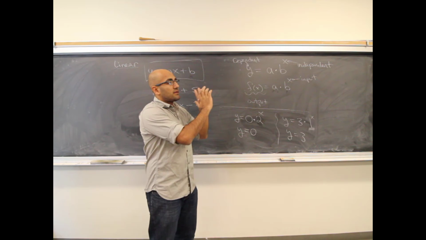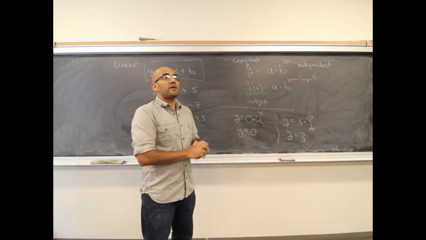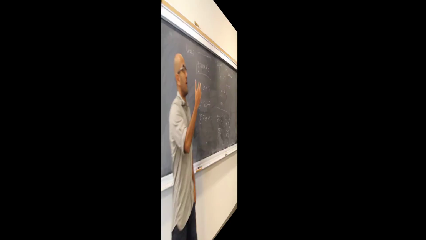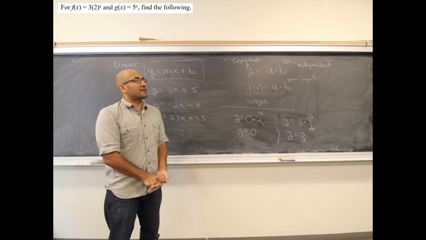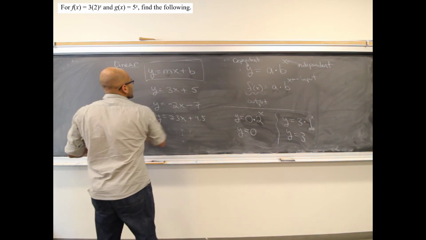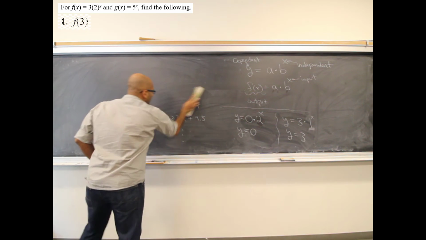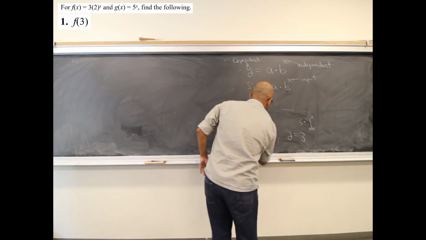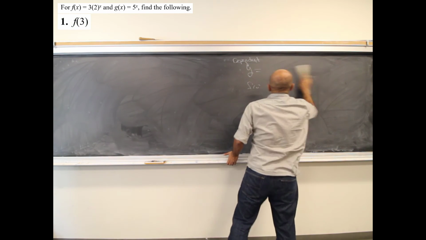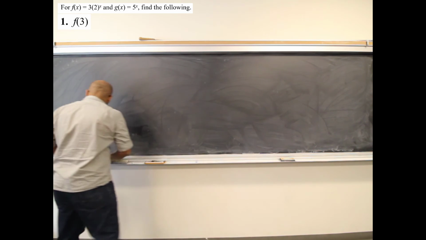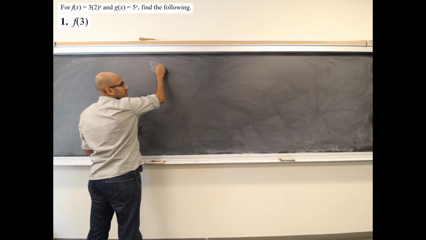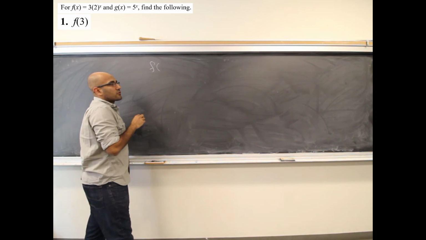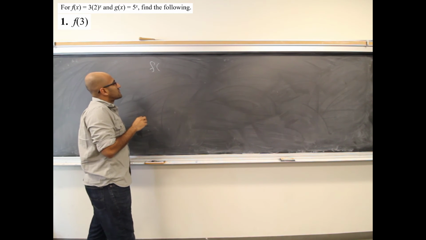As long as you keep those conditions in mind, then the A and the B are allowed to be any real number. Here we have a couple of functions. F of x equals 3 times 2 to the x power, and g of x equals 5 to the x power. Find some of these statements. So the first one is find f of 3. The fact that it's got an f on there lets me know that I gotta look at the f function, right? I got two choices. I got f of x equals 3 times 2 to the x power, and g of x equals 5 to the x.